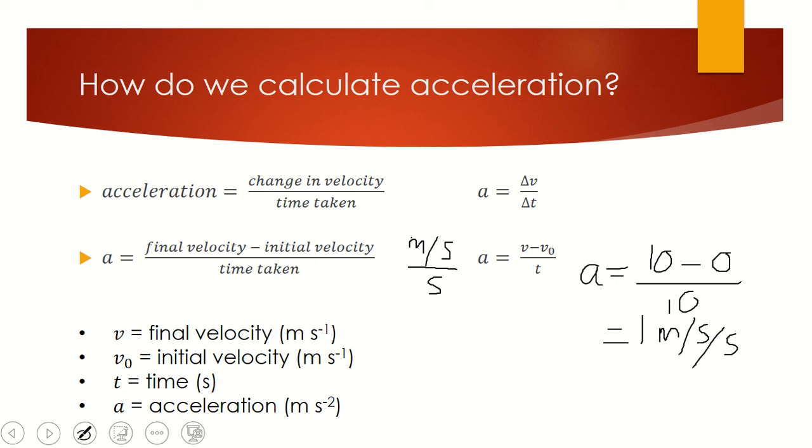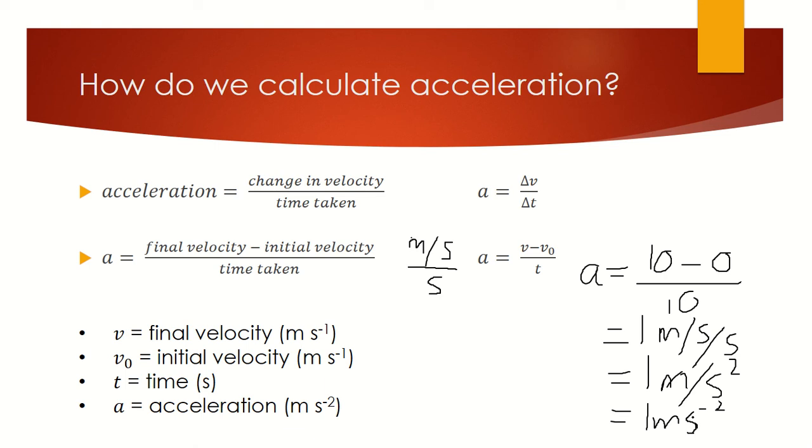So the way that we would simplify the units of 1 meter per second per second is 1 meter per second squared, and we can simplify that using index notation to 1 meter s to the minus 2. It doesn't matter which way you write it out of those two units, but that's how we get the units of meters per second squared.